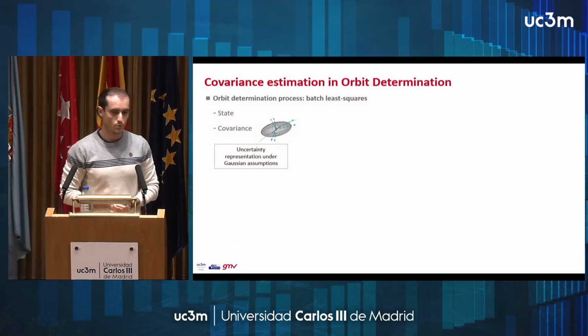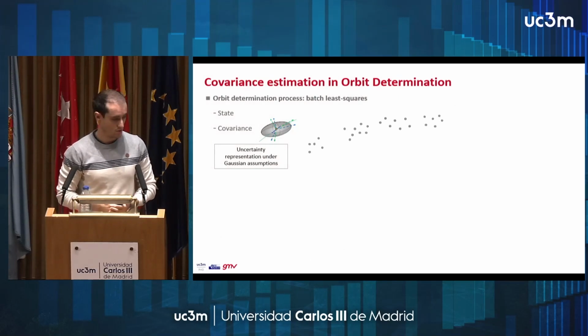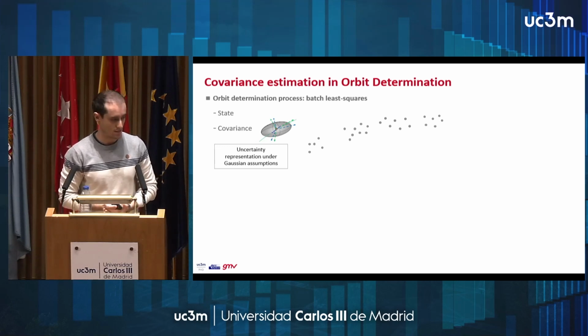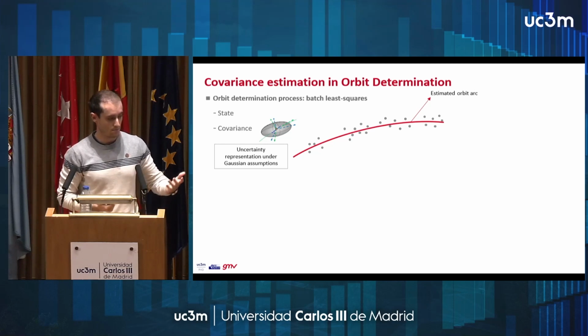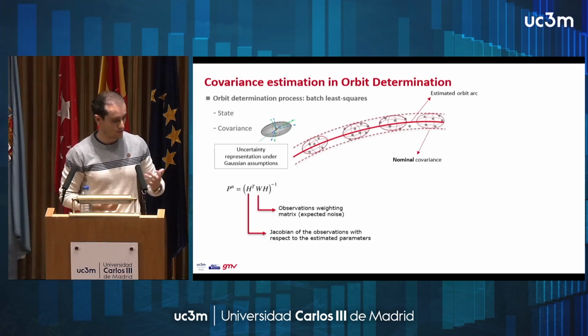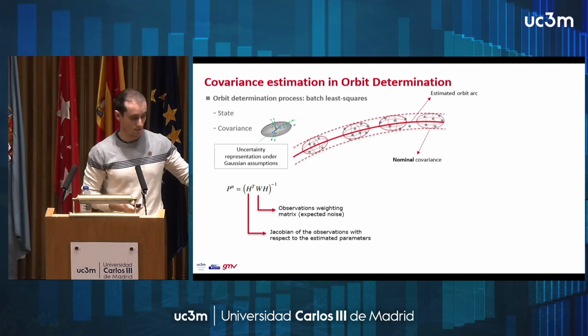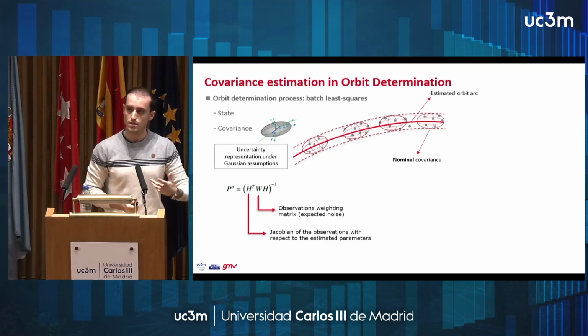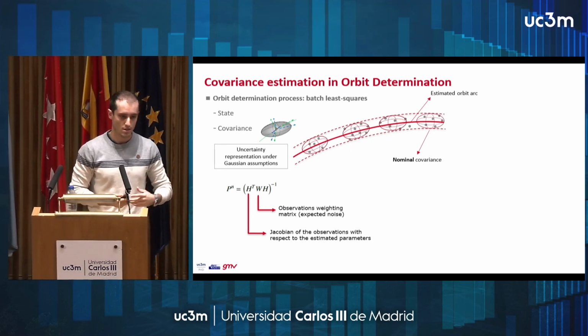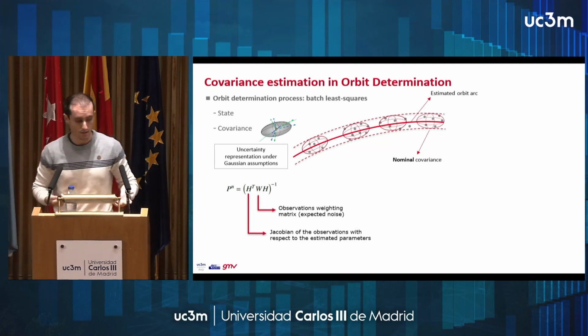So now, what do we do here in the space debris domain? We start with a bunch of measurements taken for an object, and we aim to estimate the state and its covariance, which is typically the uncertainty representation under Gaussian assumptions. So we apply the generally batch least squares methods to have an estimated arc, an estimated state. And this comes with an associated covariance, which is computed by means of the so-called normal equations. Basically, considering the uncertainty that we have in the measurements, the expected accuracy of the measurements, that gives the nominal covariance, the typical covariance that we have.